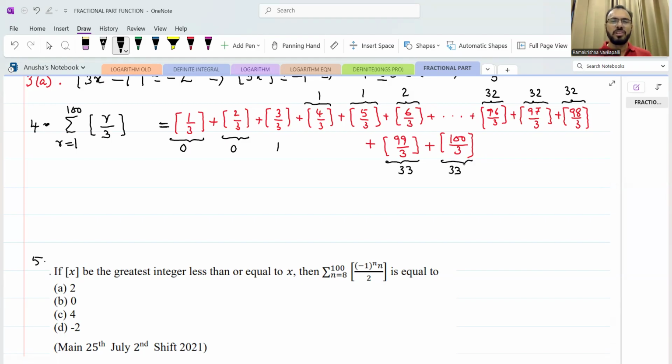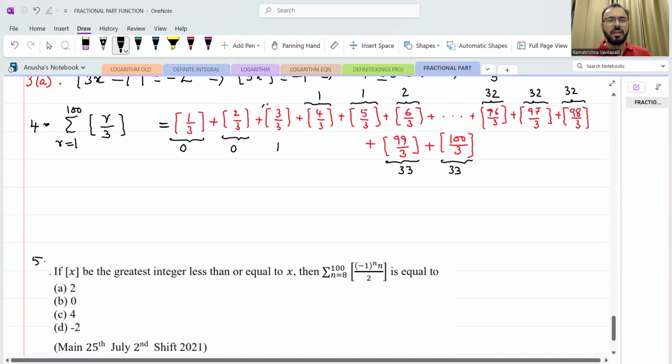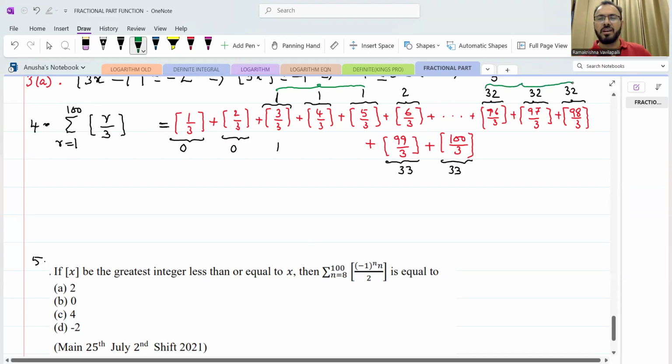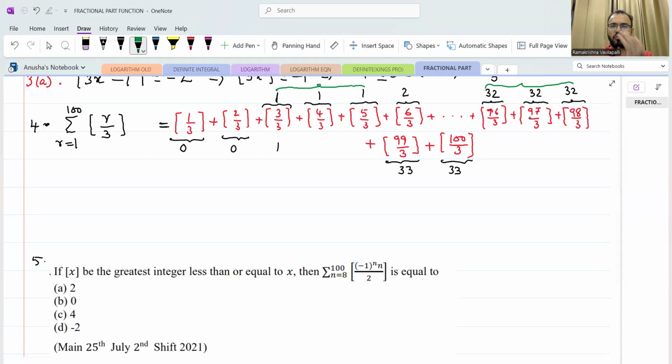If you observe, you see here 1. This 1 we got how many times? 1 we got 3 times. Like that, 32, how many times did we get? 3 times. So 1, 3 times. 2, 3 times. 4, 3 times. Up to 32, 3 times. And 0, 2 times. Last, 33, only 2 times. So that I am going to write now.